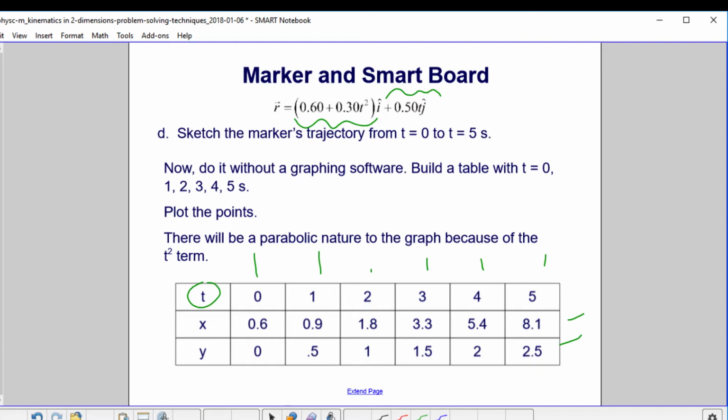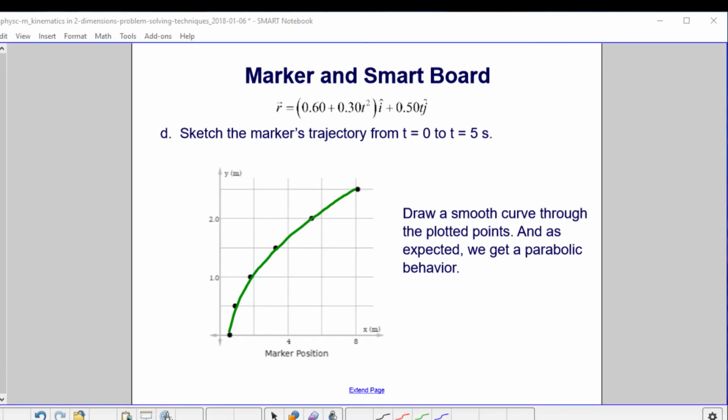We expect there'll be a parabolic nature to the graph of y because of the t squared here. So I think we're going to plot it on the next slide. And here we go. We plot the points, and you can see the points, right? There's 1, there's 2, so we have our points. And then we certainly do not draw a straight line through them or go for a line of best fit because we expect somewhat of a parabolic shape. So we just draw in kind of a smooth curve like we've done over there.